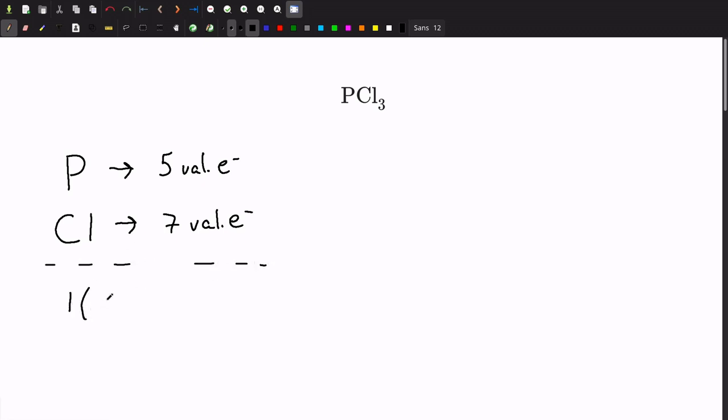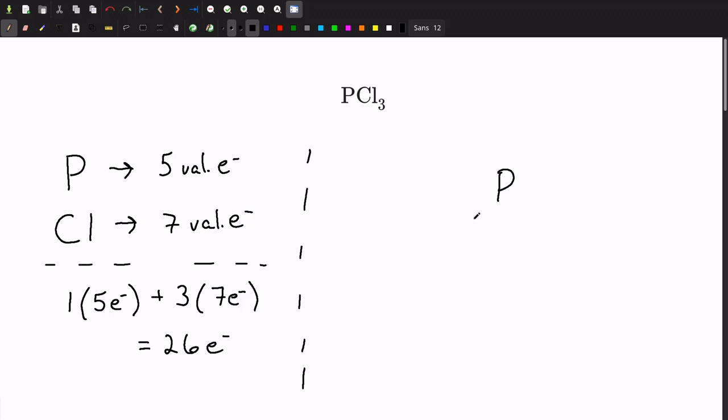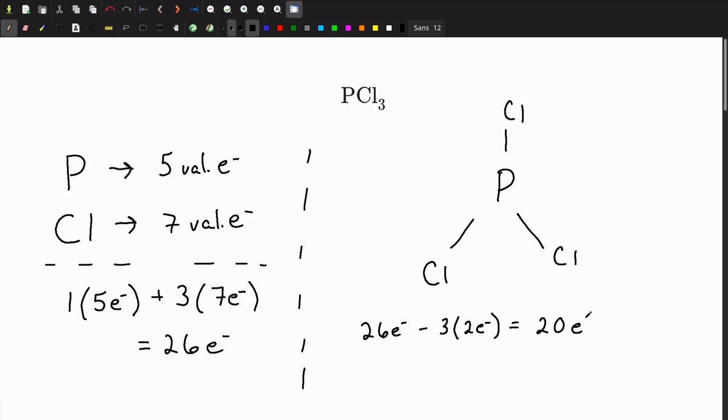We have 1 phosphorus giving us 5 electrons plus 3 chlorines giving us 7 electrons each, for a total of 26 electrons in our bank. We want to place the less electronegative phosphorus in the center. We'll do a spoked wheel with some chlorines around the outside. We had 26 electrons to work with. We just made 3 bonds worth of electrons that we used. We have 20 electrons left over.